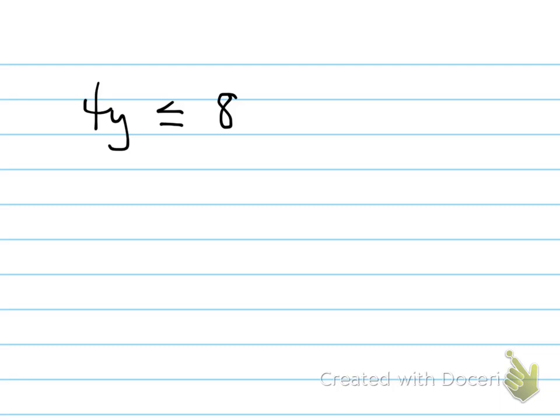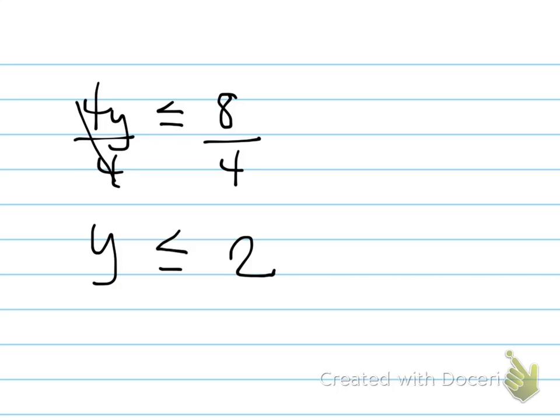Okay? Is my variable completely by itself? No. I've got to get rid of that 4, right? By doing what? Dividing by 4. Divide both sides by positive 4. That gives me y on that side. 8 divided by 4 is 2. Does dividing by 4 change the symbol or reverse the symbol? No. It just stays is less than or equal to.